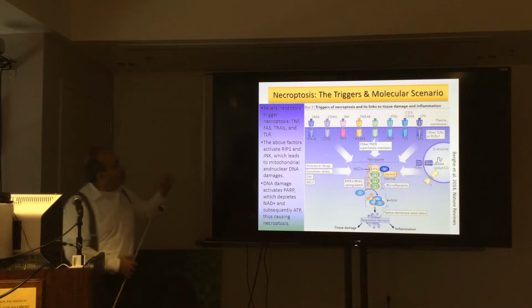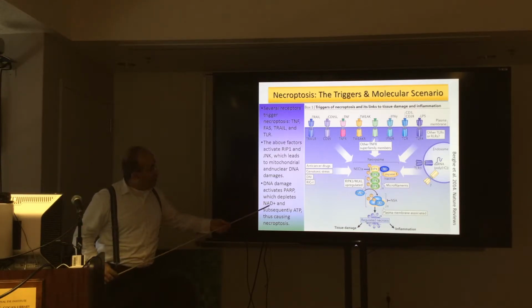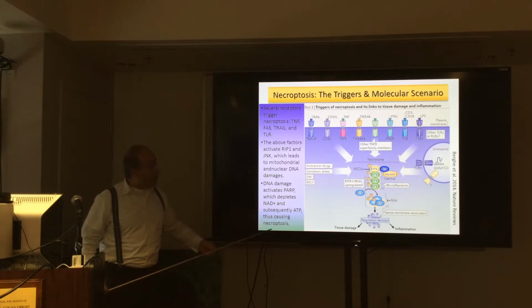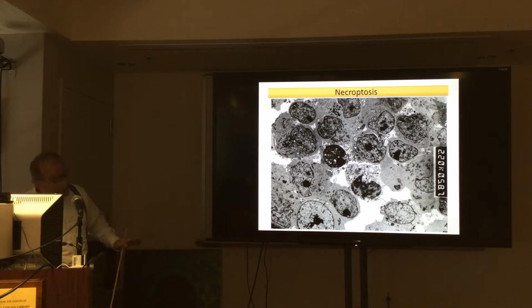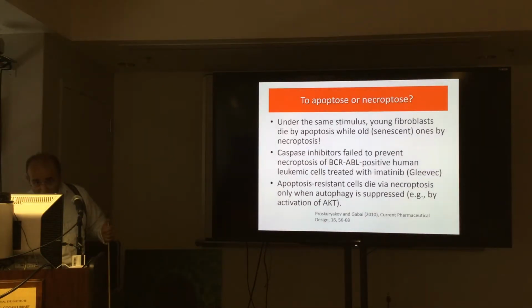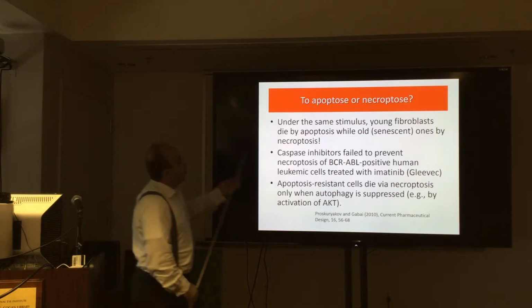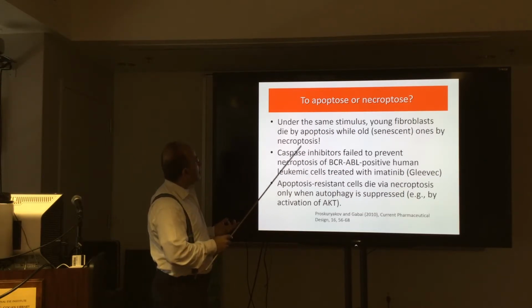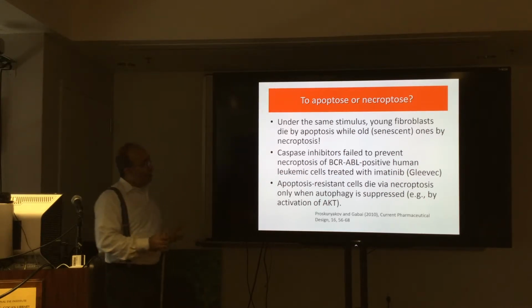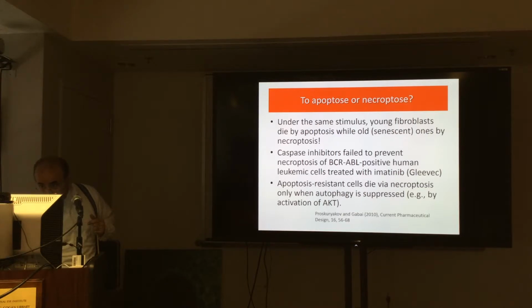So basically, these are the receptors that trigger necroptosis. And as you can see here, they talk about how ATP depletion is the cause of necroptosis. So this mechanism ties the cause to ATP depletion. More necroptosis, you can see, this is your classic kind of necroptosis taking place. I put this slide to show you that also the decision to apoptose or necroptose depends on the age. Like some of the young fibroblasts will do apoptosis, but the older ones cannot, and they undergo necroptosis. But I don't want to spend more time on this issue.